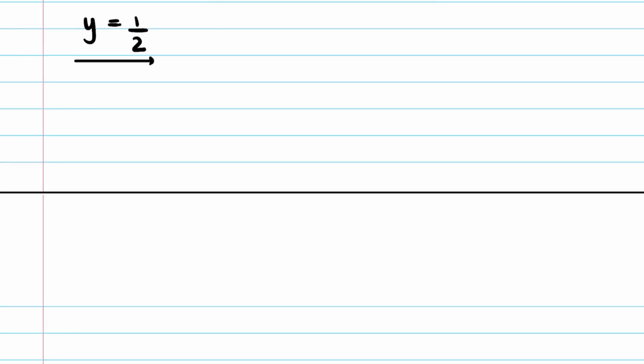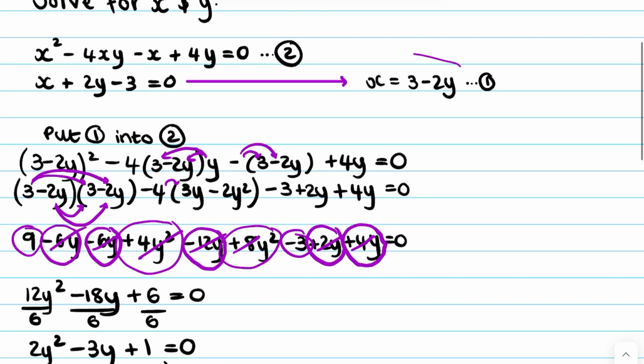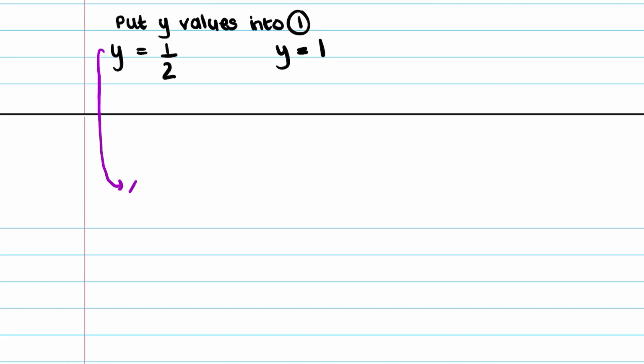Amazing. So now I'm going to say put y values into 1. So I'm going to have y is equal to a half, and then y is equal to 1 on this side. Then I'm going to put my first equation down, which was this over here. So let's stick it below here. I'm actually just going to move it down here. So it's going to be x is equal to 3 minus 2y, as well as on this side, x is equal to 3 minus 2y.